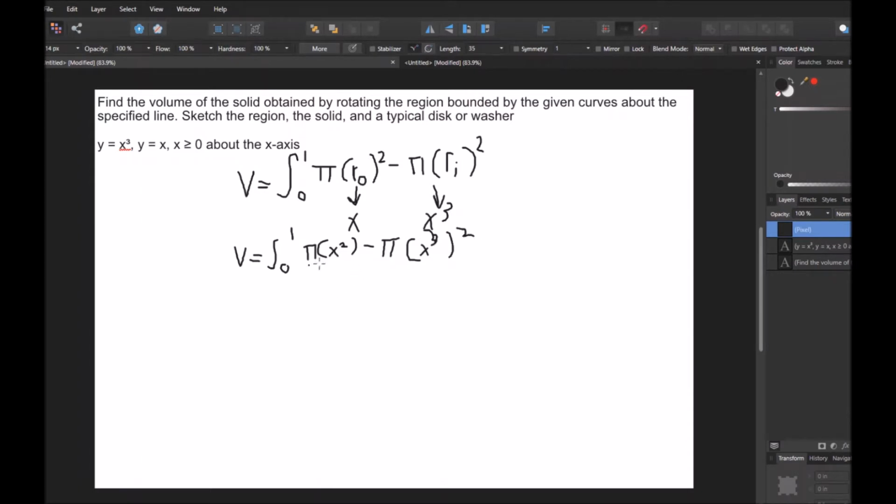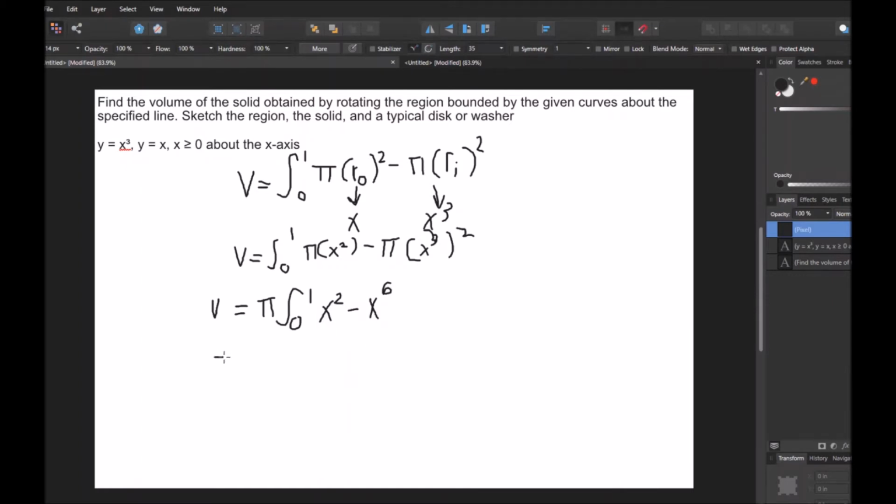And now you can actually just pull the pi out of this and put it in front of the integral, because pi is a constant, so that's what I'm going to do. So I'm going to have pi times the integral from 0 to 1 of x squared minus x cubed, squared, which is the same thing as x to the 6th, because whenever you raise a power to another power, you just multiply those two powers. So it's going to be x to the 6th, like this.